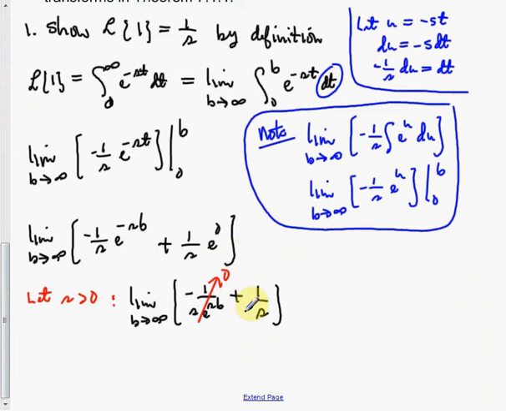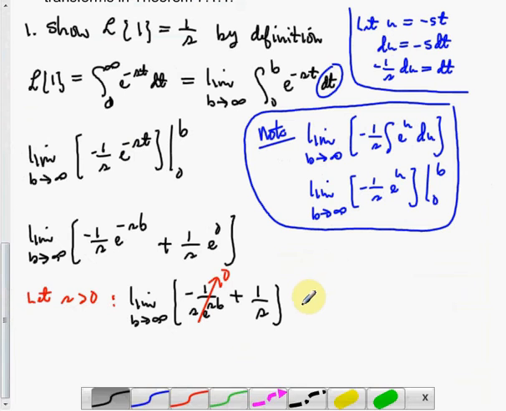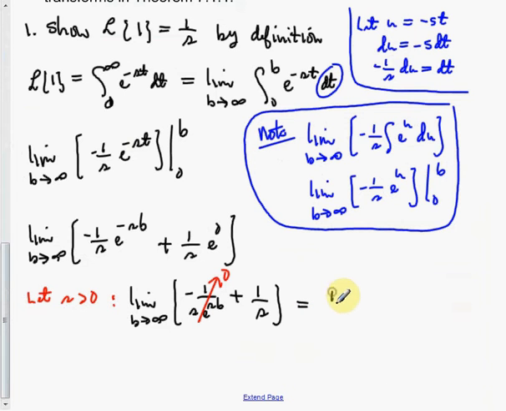All right. What's the limit of 1 over s as b goes to infinity? 1 over s, because 1 over s is fixed, right? So 1 over s just becomes a number. It's a constant. So the limit of a constant is a constant. And so, yes, all we have is just 1 over s. So we started with looking for the Laplace transform of 1.